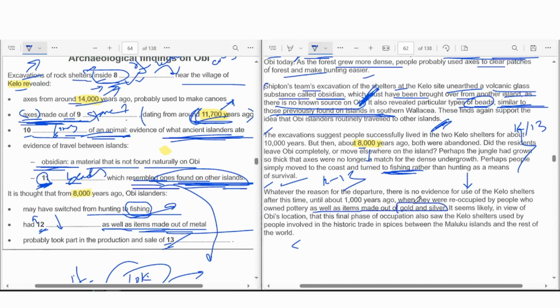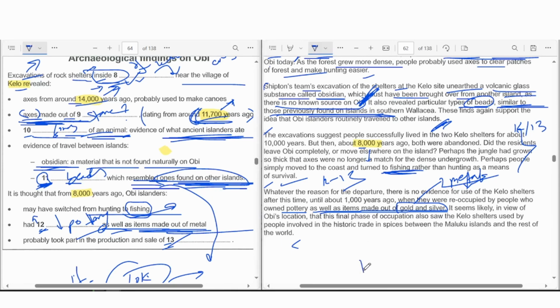So we know that gold and silver are metals, right? So they're metals. Pottery as well as items made out of metals. So the answer will be pottery. Don't try to change anything, just copy the word from the question.